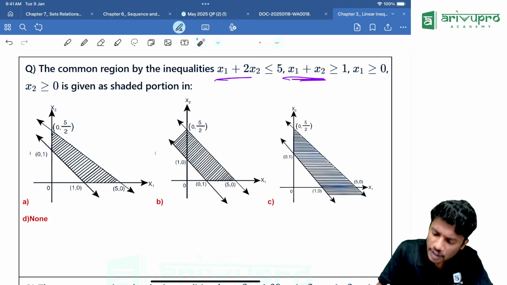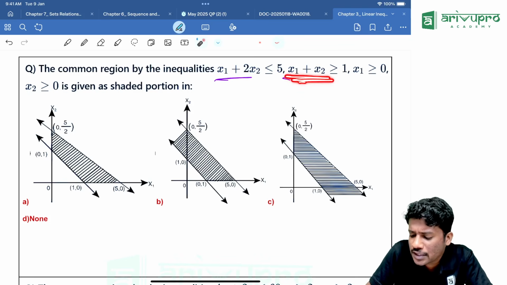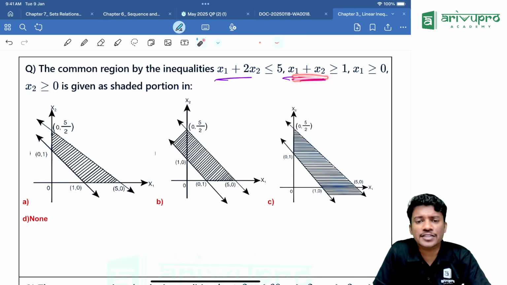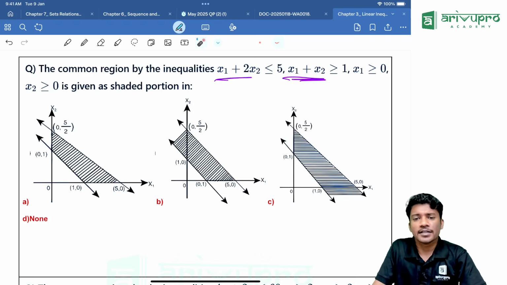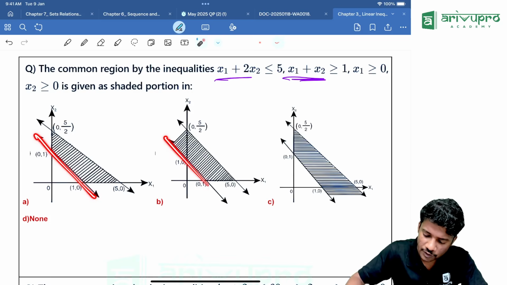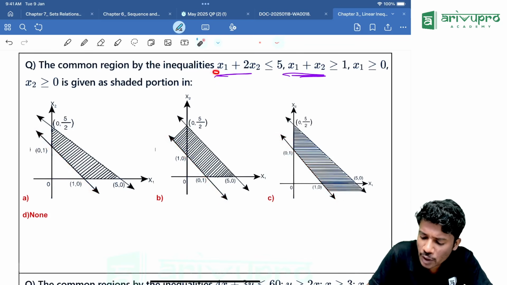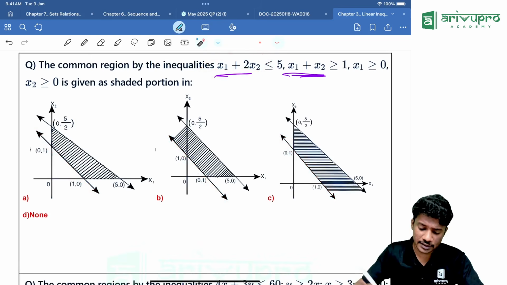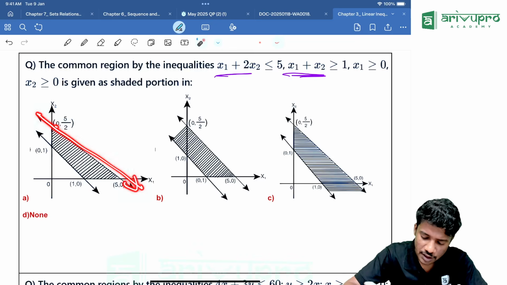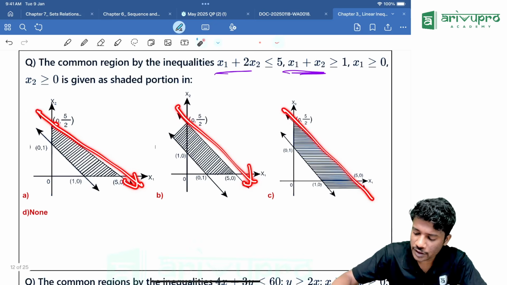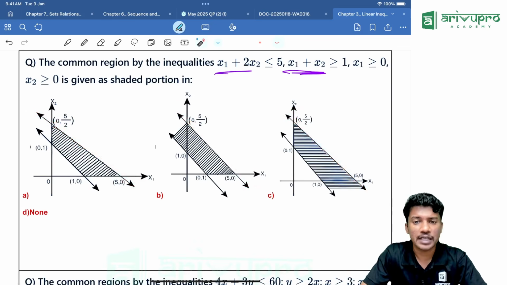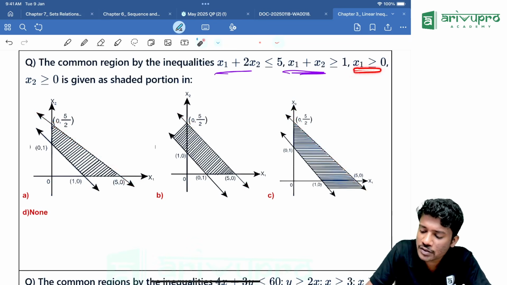Let's see. Now, first one: x plus x1 plus x2. Signs are same, that means the graph is like this. Everywhere the graph is like this. Correct? All the graphs are same. Then x1 plus 2x2, anyway the signs are same, that means the graph is like this. That is properly given in the question. That is also correct. Now we will check. One more thing is given.